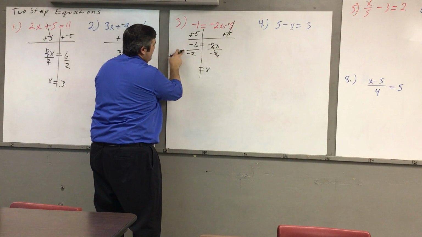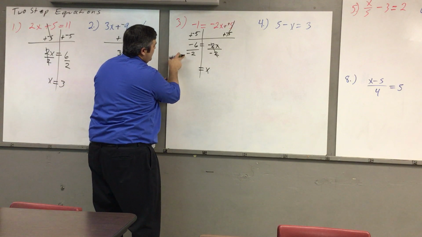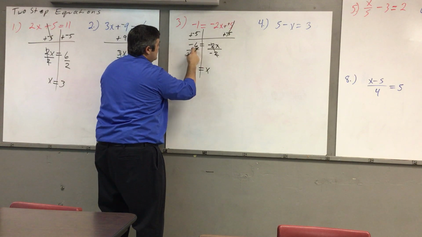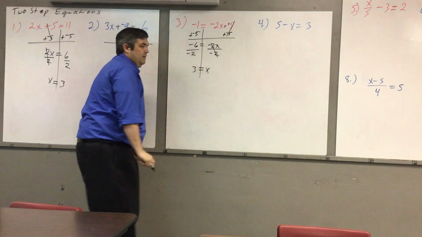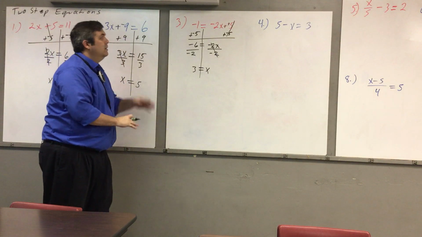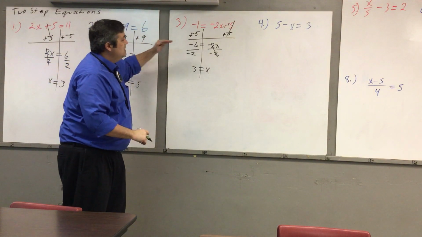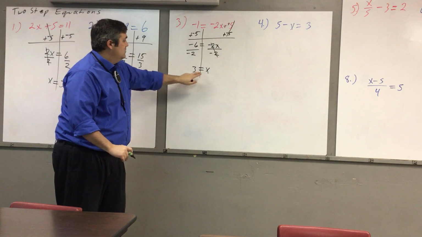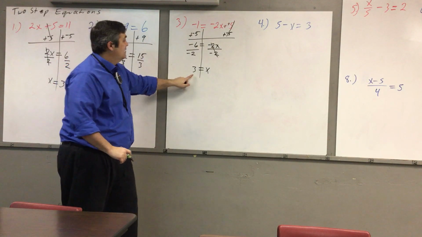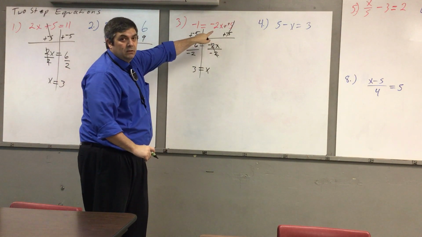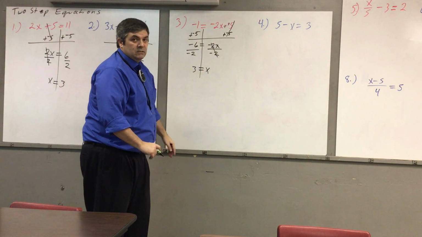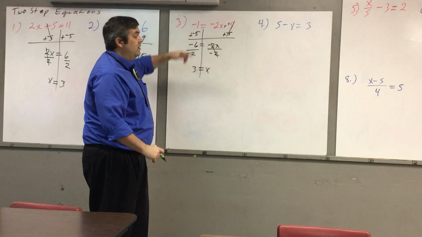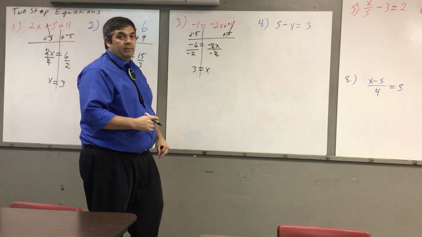Negative 6 divided by negative 2, and negative divided by negative gets you a positive, and then 6 divided by 2 gets you 3. And I know I'm going through these fast, but guys, once you see them and you work step by step, it gets easier. So x equals 3, and again, if I want to check it, I take this 3 and I plug it back into that original problem, and I follow order of operations to check it. Should come out to negative 1. If I did it correctly, that's what you'll have.